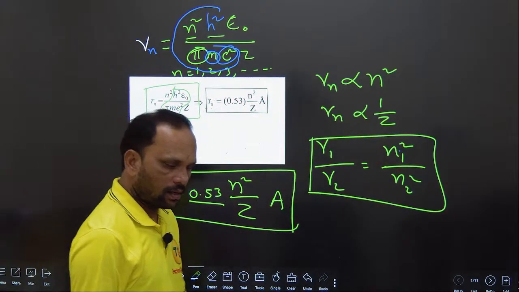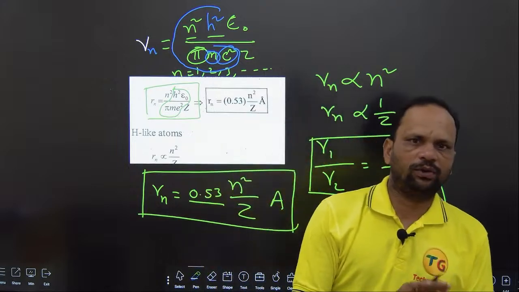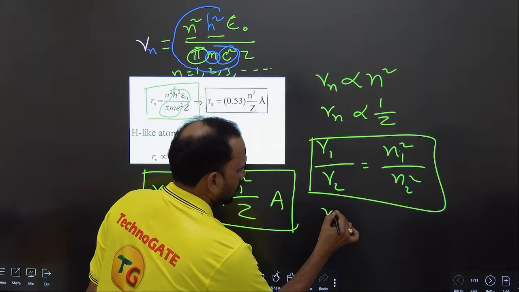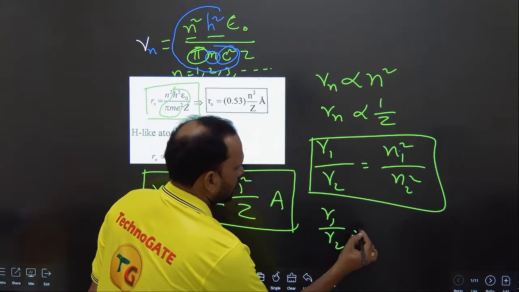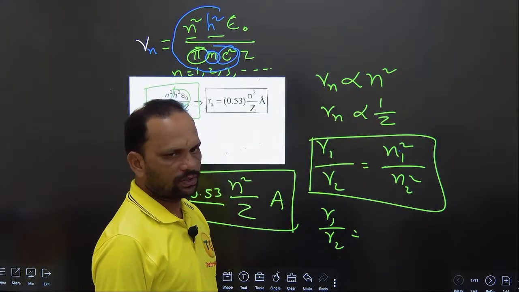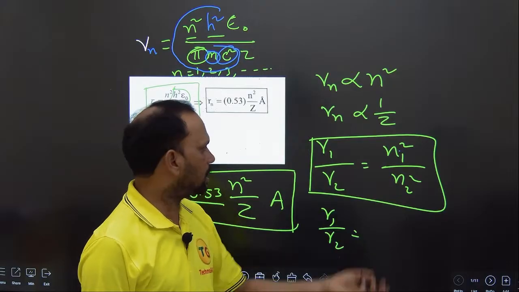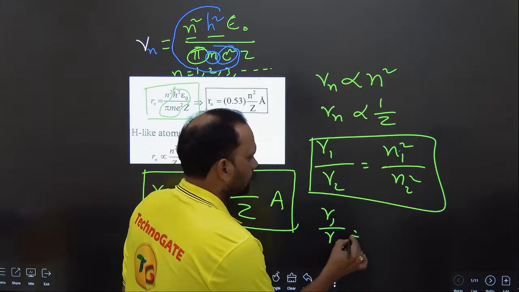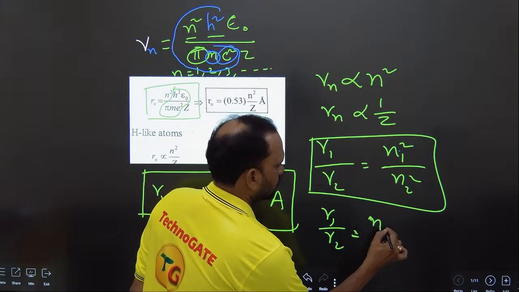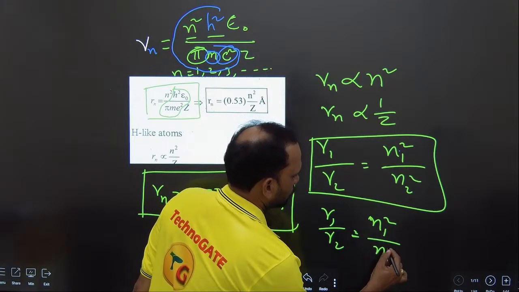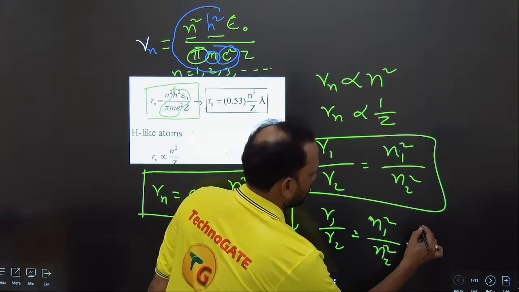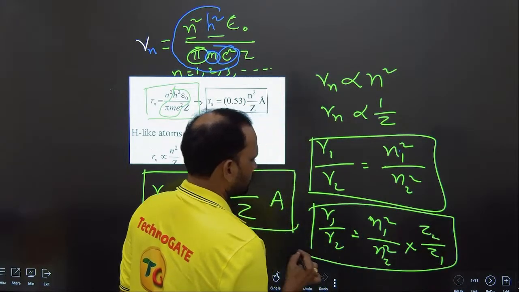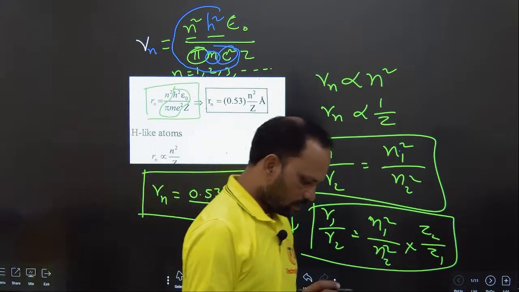If you compare different atoms, such as a hydrogen atom and a helium plus atom, then n is different and z is also different. If you compare only hydrogen atoms, this is the equation. If you compare different atoms, R1 by R2 is equal to n1 square by n2 square into z2 by z1.